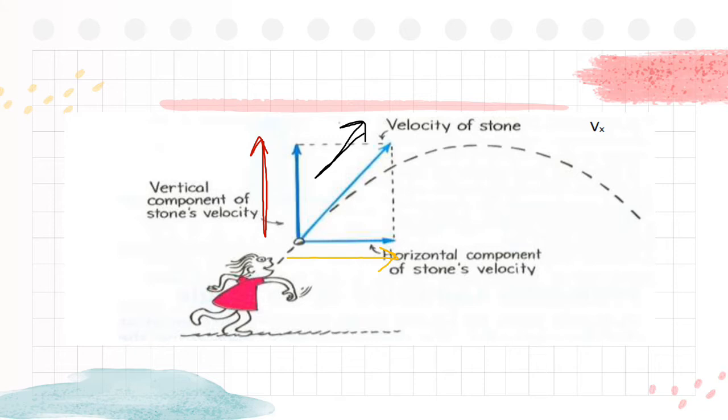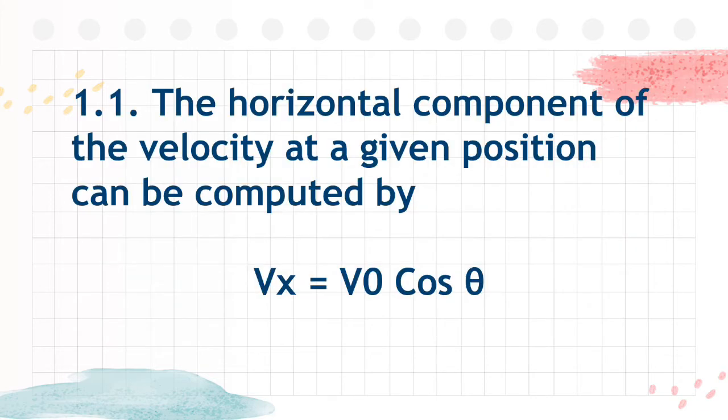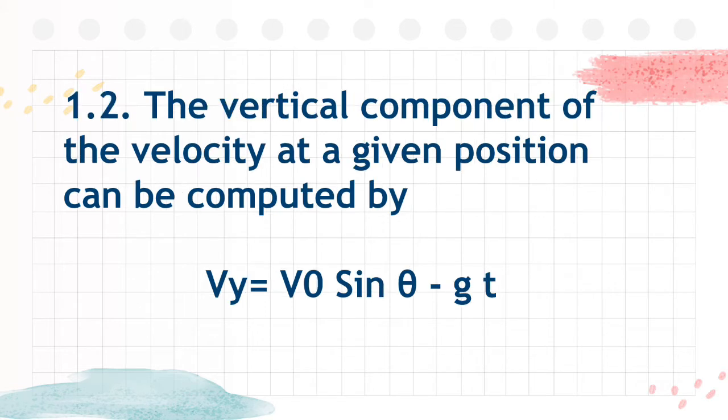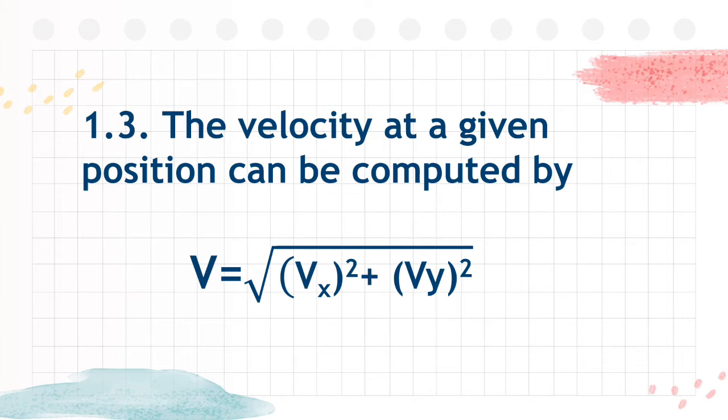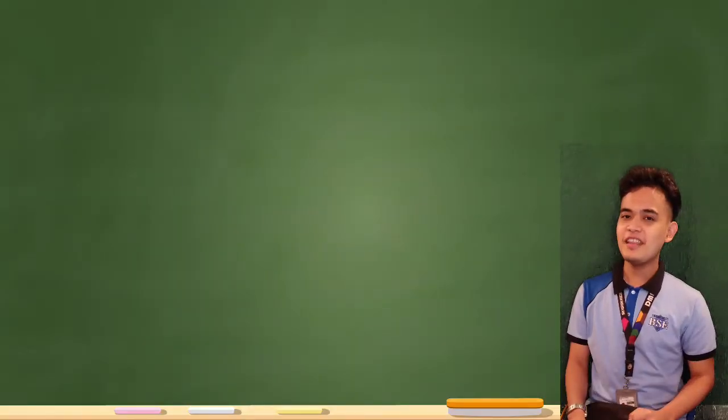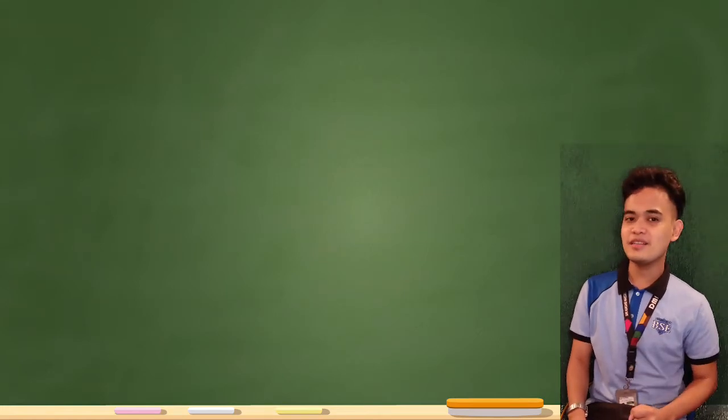Moving on, the horizontal component of the velocity at a given position can be computed by V sub x is equal to V naught cosine theta. The vertical component of the velocity at a given position can be computed by V sub y is equal to V naught sine theta minus the product of acceleration due to gravity and time. And to solve for the velocity at a given position, we can use the formula V is equal to the square root of V sub x squared plus V sub y squared. To further understand the following concept, let us have these examples.